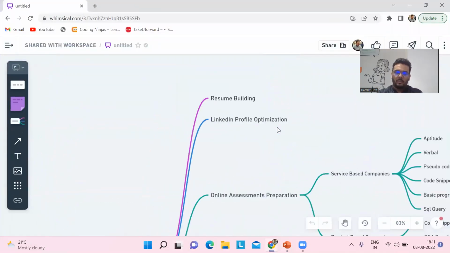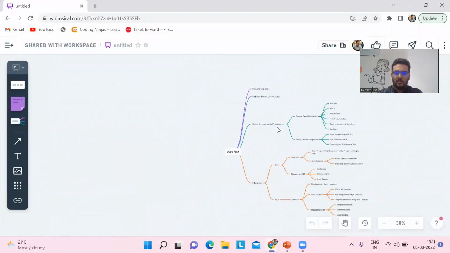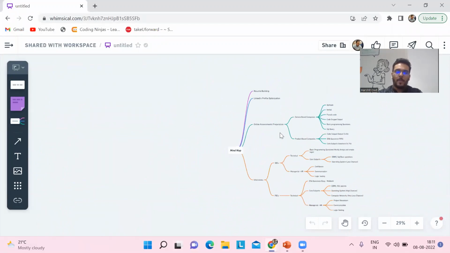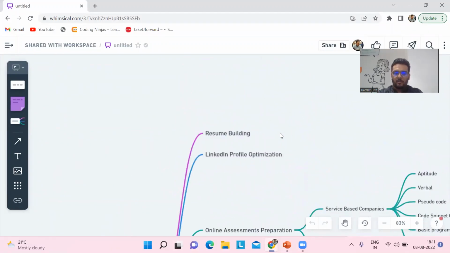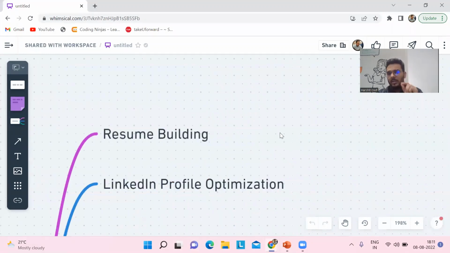As you can see, this is the big chart that I have made for you. The first step starts from resume building. A resume is a very important document when you apply to any company. I have seen so many students getting rejected just because of the poor formatting of their resume. This is the thing you have to keep in mind: your resume should be short, crisp, and a single page, especially for freshers, and it should contain all the information.